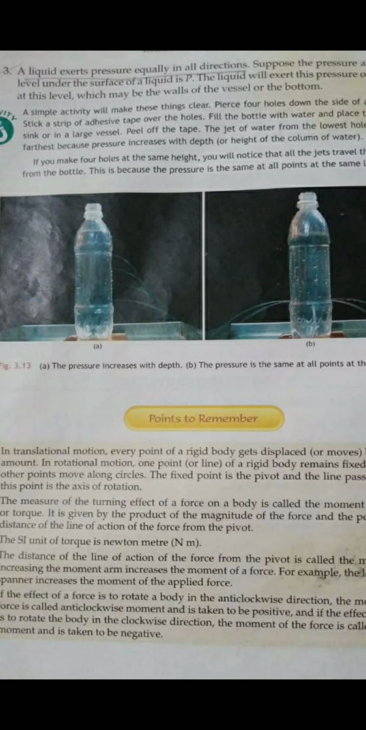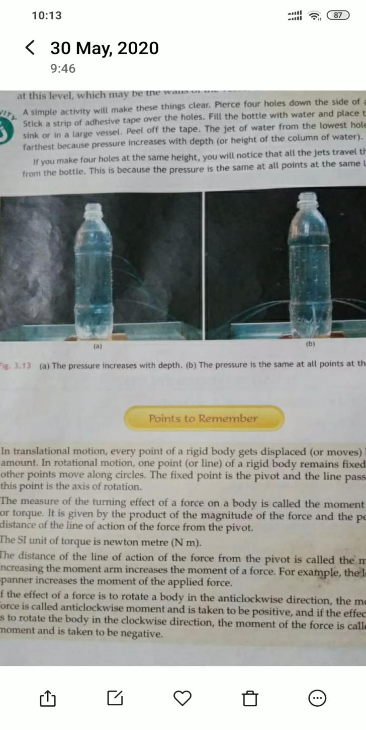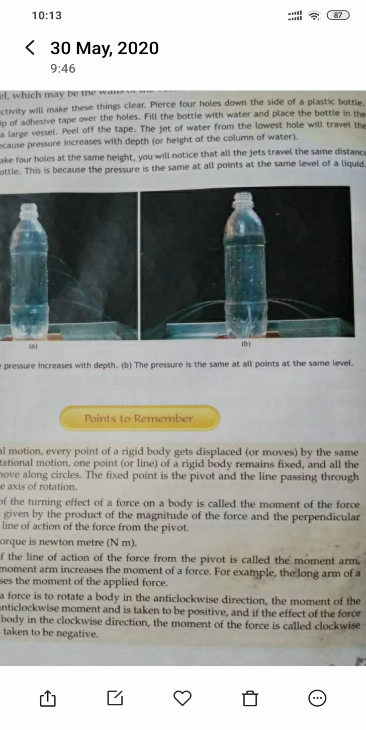Can you see the lowest stream is going up to a very far distance? A jet of water is coming out, so the lowest one is going to a very far distance and the upper one is going till a lesser distance, right? That is because the upper point has a smaller height of water above it, so less pressure. And the lowest point has a greater height above it, so it has more pressure. And in part B, all the holes are made at the same level, so the distance up to which the jet is going is all the same, right?